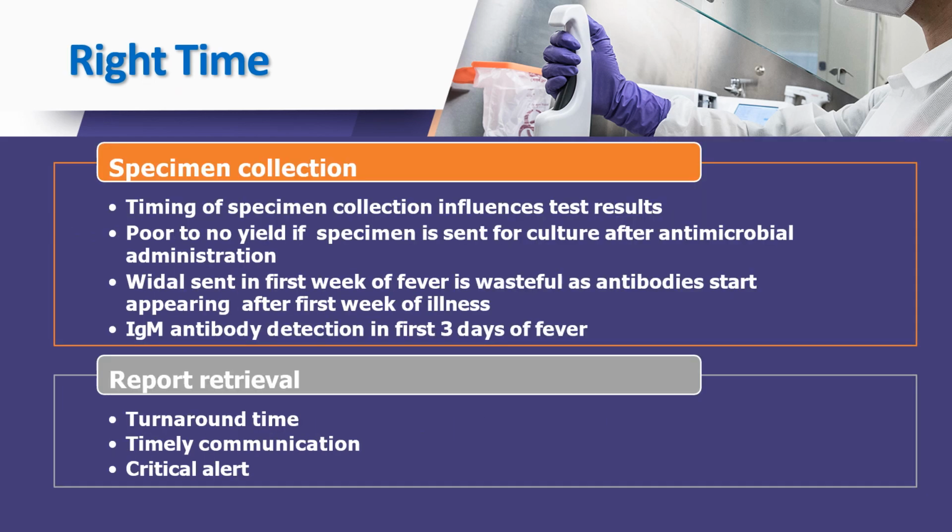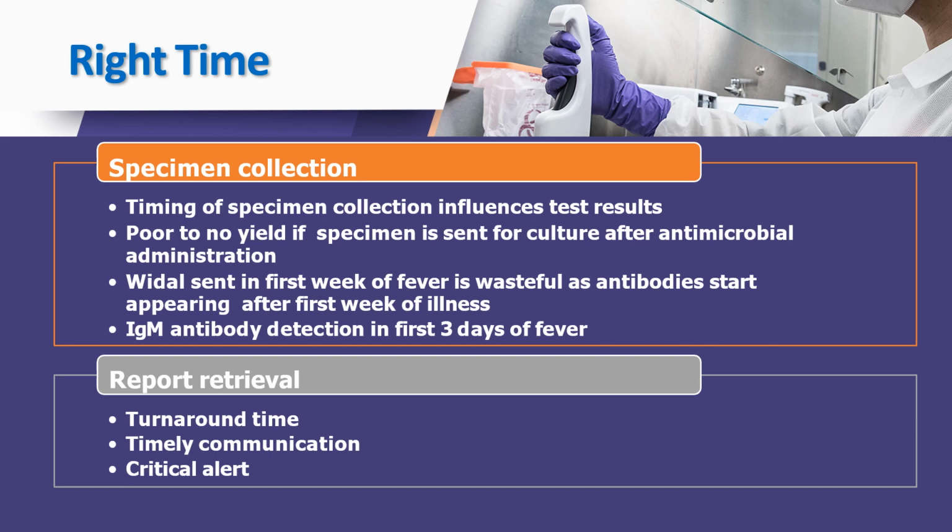Now, what is right timing? For example, specimen collection. Timing of the specimen collection influences the test results. There is poor to no yield if the specimen is sent for culture after antibiotics are administered. Viral isolation is best in the first week. Serology is wasteful early, as antibodies start appearing only after the first week of illness. Similarly, IgM antibody detection in the first 3 days of fever. So those are examples of wrong timing of testing.